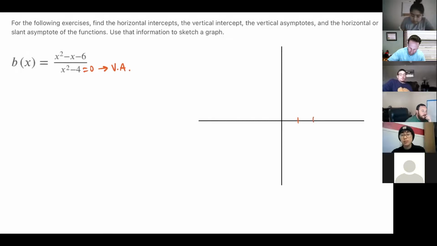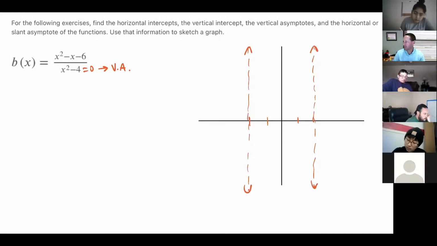2 and -2. Very good. How'd you get that so fast? Difference of squares. Awesome. Now remember, the reason we dash these lines is they're not part of my graph, but they're necessary.